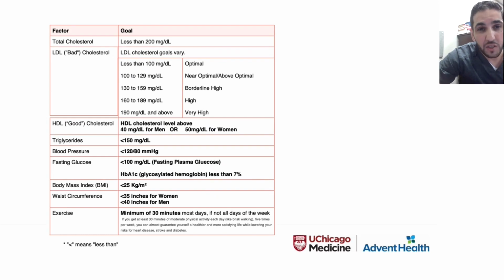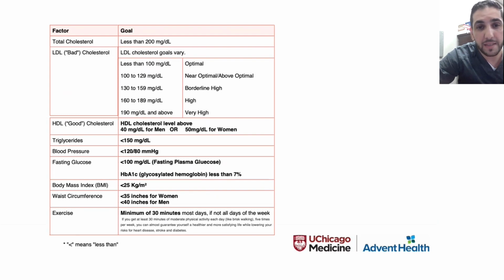I also want to mention, if you already have established cardiovascular disease, like an old heart attack or stroke, or any peripheral vascular disease, your goal should be less than 70. Less than 100 is for someone who does not have established cardiovascular disease. If you have established disease, the goal should be lower, less than 70, just to make it clear for everyone. Then if it's 100 to 129, this is borderline.